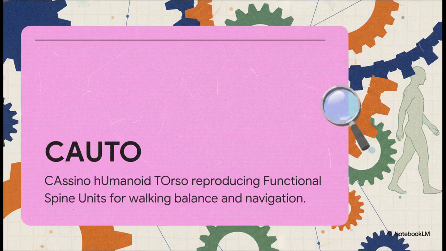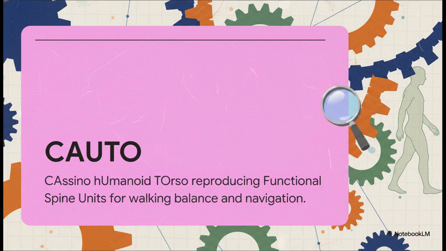Now, for our analysis today, we're looking at a very specific, incredibly lightweight 3D printed humanoid model. It stands 850 millimeters tall and weighs just 3.6 kilograms. But its absolute secret weapon for balance is the torso mechanism known as CAUTO. CAUTO stands for CASINO Humanoid Torso. It's a highly bioinspired mechanism that actually reproduces functional spine units. It's literally mimicking human biology to maintain balance.